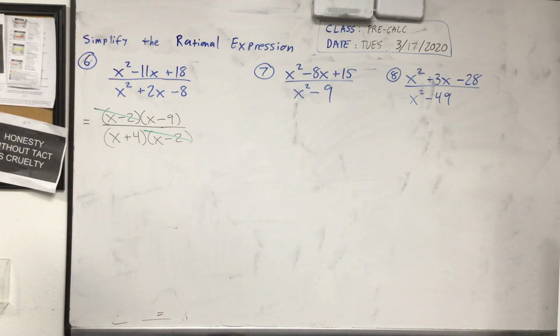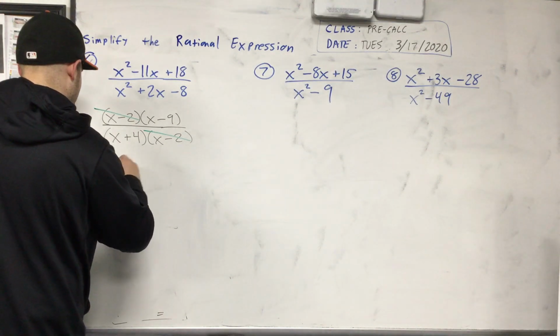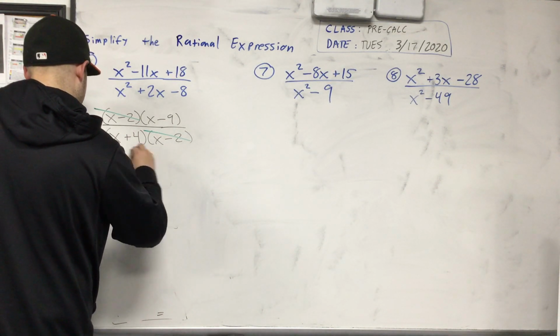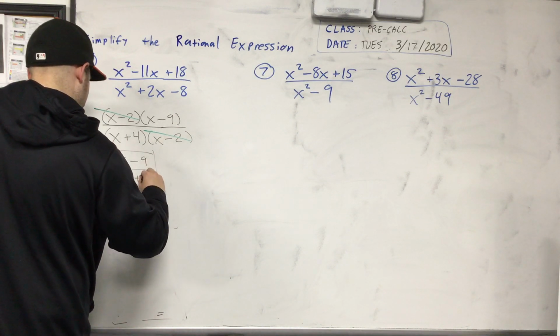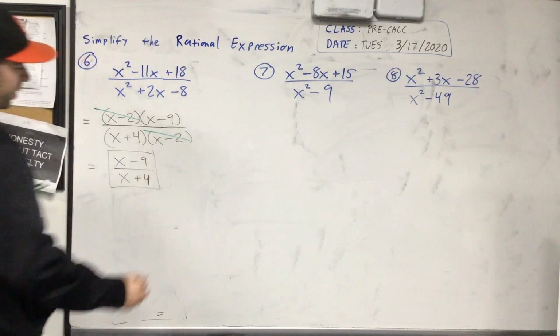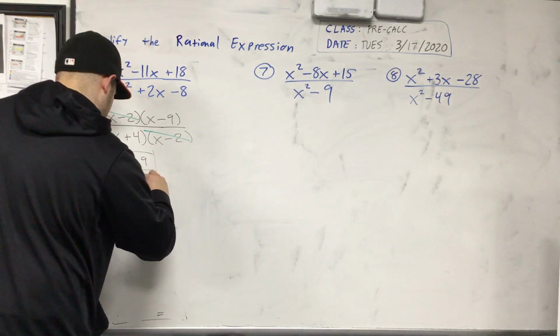X minus 2 over x minus 2 cancels, leaving me with x minus 9 over x plus 4. Okay. There we go. Actually, no. X plus 4. There we go.